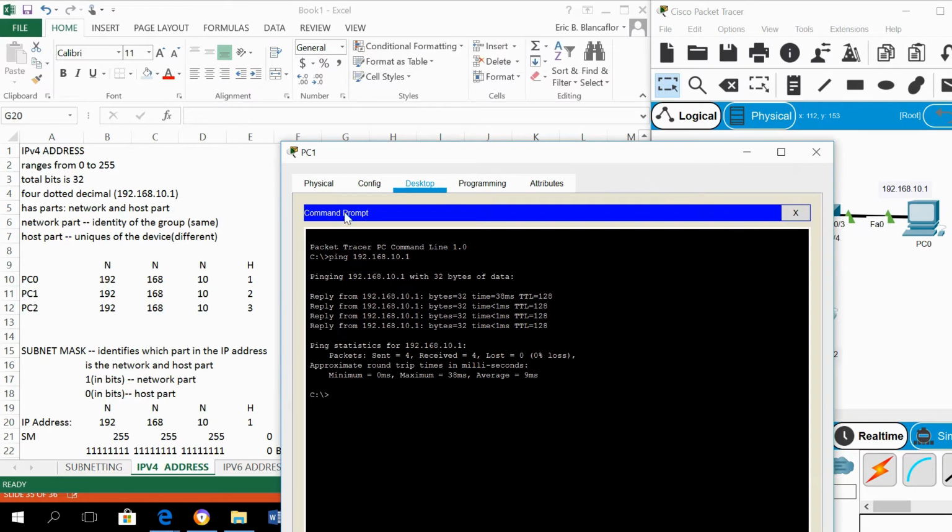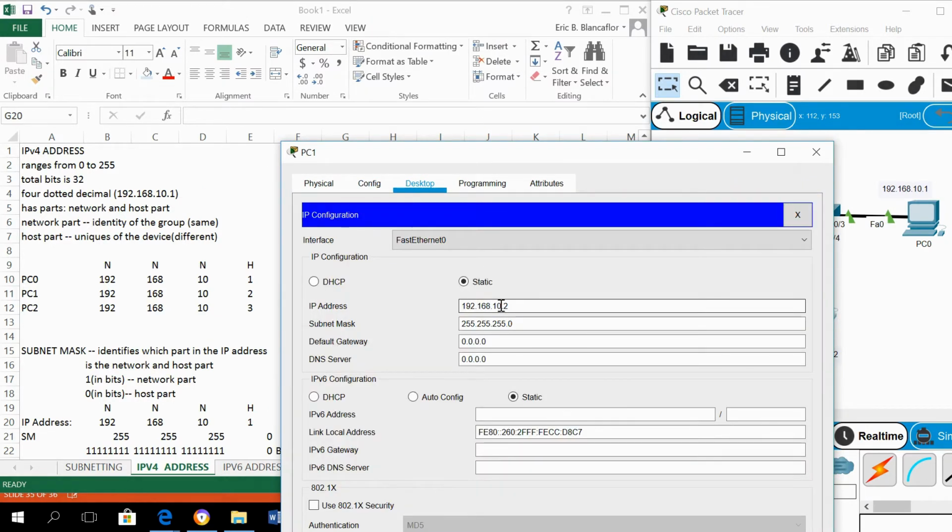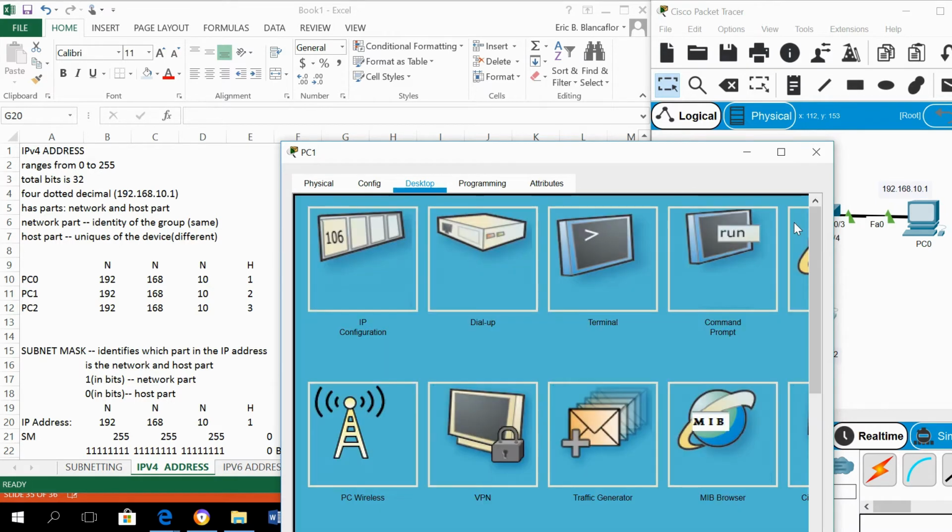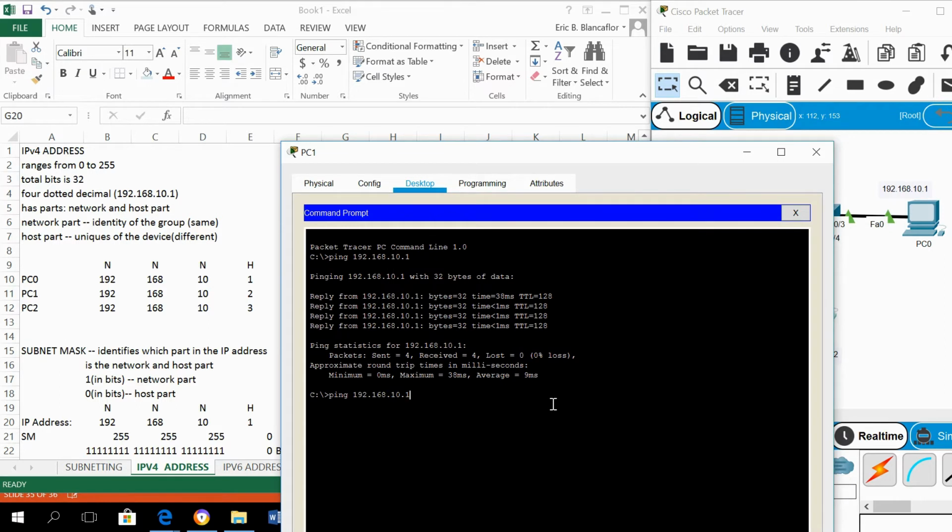Okay? So for example, let's say I go back to the IP config, and if you notice, for example, I did not observe what we have discussed. I make this 11, okay, 11.2. Let's try to ping, enter. And if you notice, it's not working, because we abide with the rule that the network part should be the same. Okay, so that's how it is.